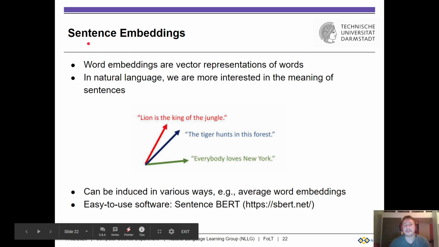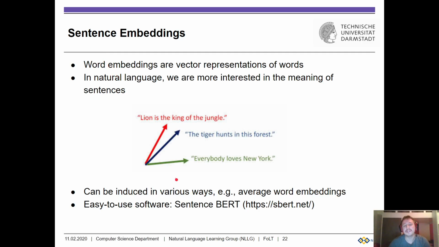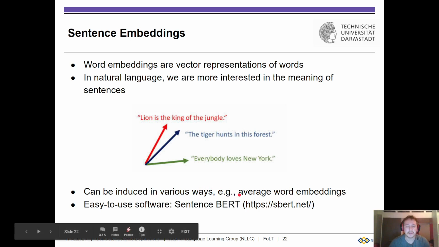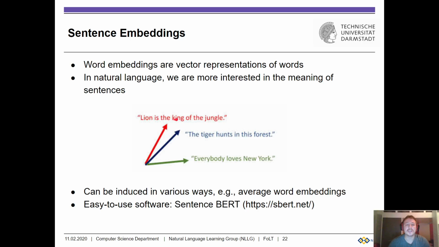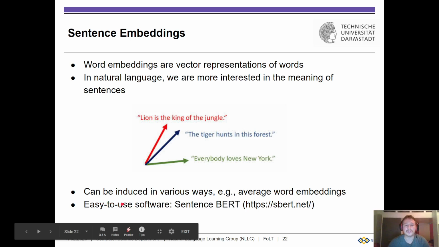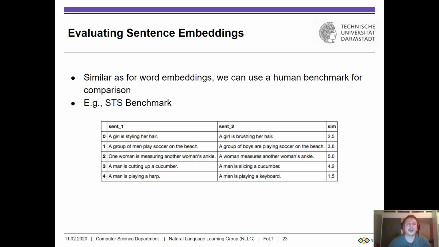So these are vector representations for whole sentences, and there are multitudes of ways to do so. One of the simplest ways is to just take the average word embedding. So we would take the embedding of each word in the sentence, and we average this, and then we get the average word embedding as a sentence embedding. So that's a simple baseline. There are more sophisticated approaches, and if I want to use easy-to-use software, I use SentenceBERT, available here. This is very easy to use and gives high-quality sentence representations. Good.